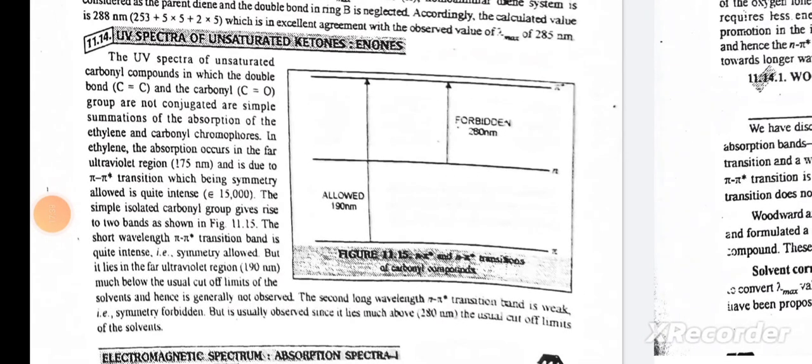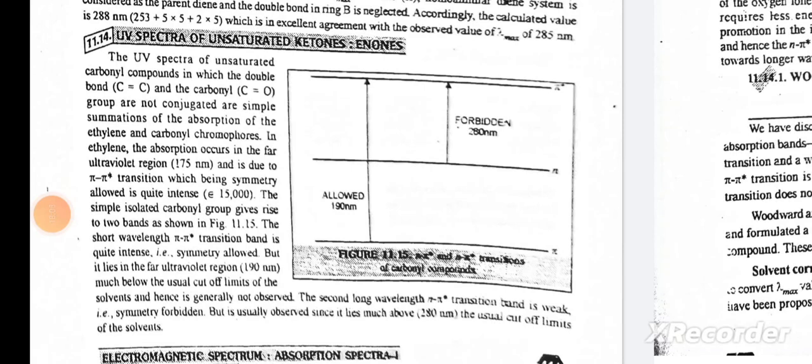UV spectra of unsaturated ketones, enones. The UV spectra of unsaturated carbonyl compounds in which the double bond and the carbonyl group are not conjugated are simple summations of the absorption of the ethylene and carbonyl chromophores. In ethylene, the absorption occurs in the far ultraviolet region and is due to the π to π star transition, which, being symmetry allowed, is quite intense. The simple isolated carbonyl group gives rise to two bands, as shown in figure 11.15.